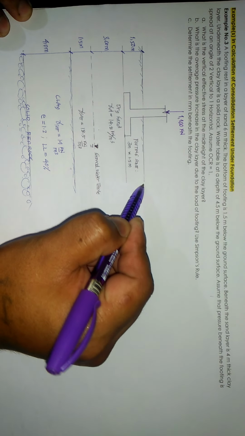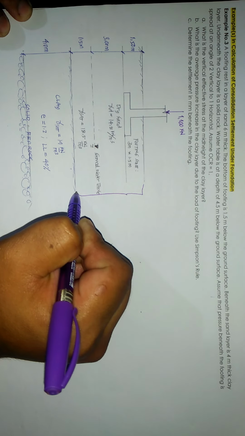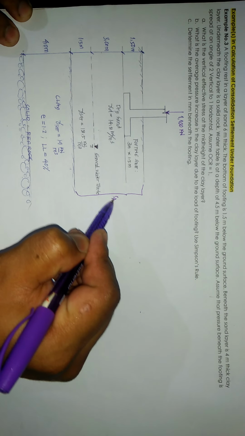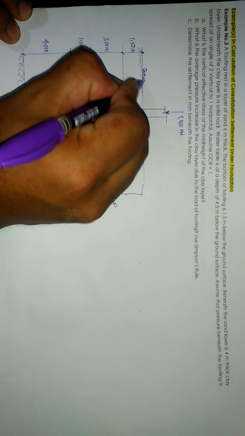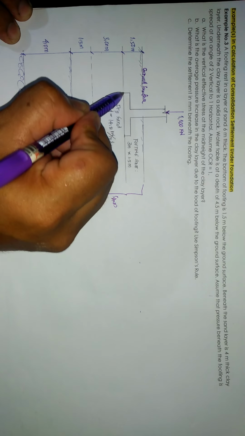A footing rests in a layer of sand which is 6 meter thick. So meaning to say 1.5 plus 3 plus 1.5. So from this portion, ito yung sand natin. Okay? Yan, sand yan. That is your sand layer. So the bottom of footing daw is 1.5 meters below the ground surface. So therefore, this one is our ground surface.